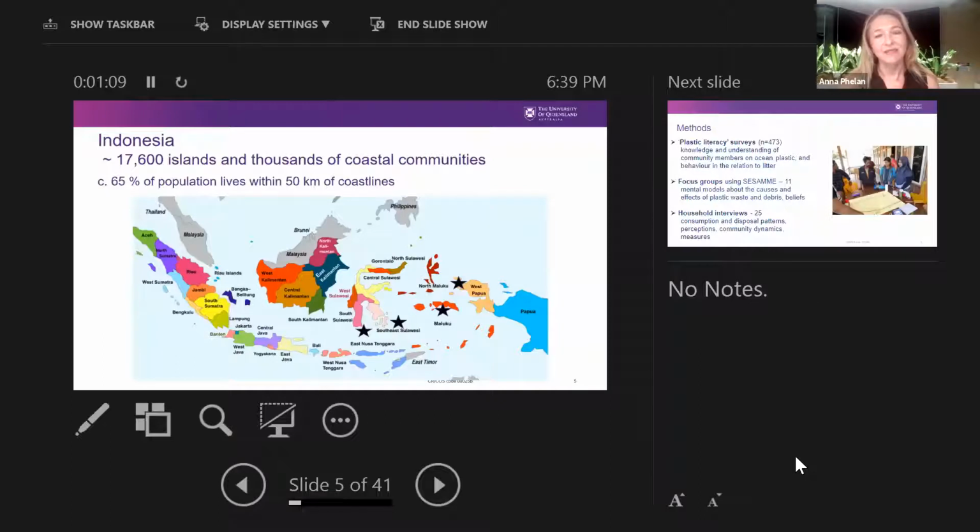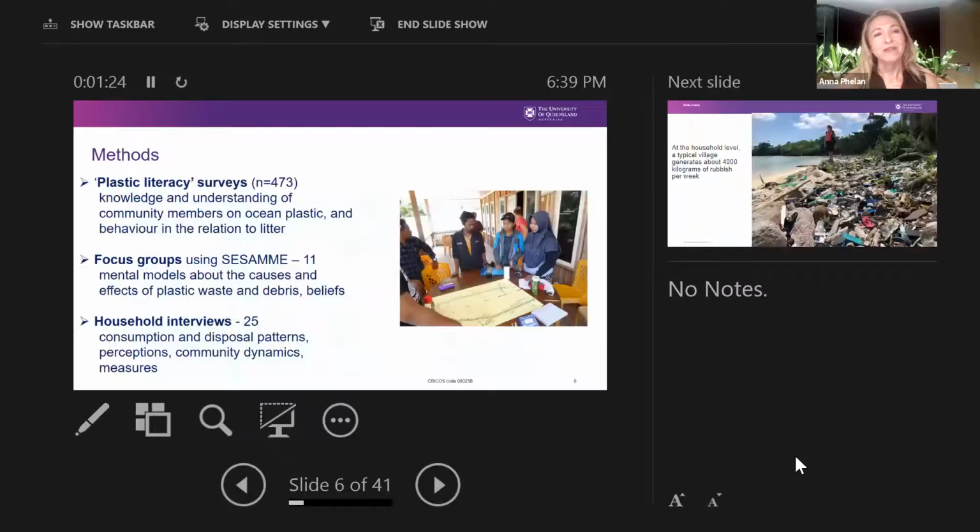Just for context, and I suspect most everyone in Southeast Asia is aware of the complex geography that is Indonesia and the thousands of islands that are there. It is very difficult to address waste management. We looked at 4 areas in Sulawesi, West Papua, the Malukus, so Southeast and Southwest Sulawesi, using numerous methods.